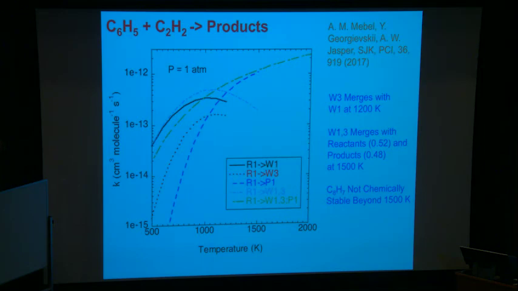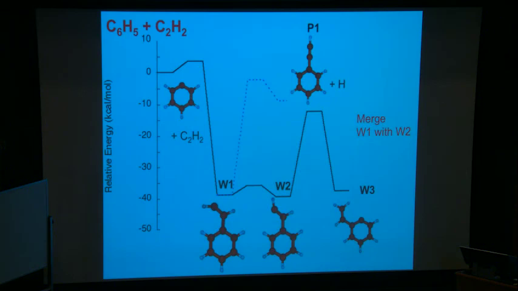But at 1500 and higher, which is basically where you're interested in HACA, there is no well. You should be thinking about your dynamics as being direct. You go directly from here to these bimolecular products, nothing else. You can't have additions to these things because they don't stick around long enough to exist as kinetic species.